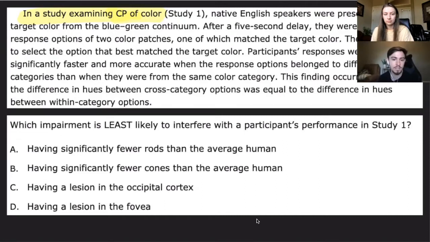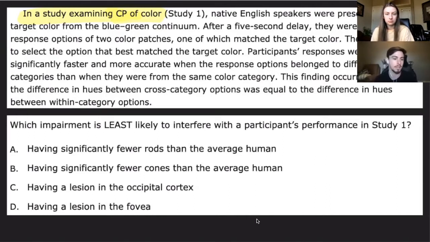Having significantly fewer rods than the average human. Rods don't really tell color, so it may not completely hinder my performance, but rods do help me see presence of light. So I'll say maybe to A, but I could see a better one. B says having significantly fewer cones than the average human. Well, if I don't have cones, I can't tell color. So probably B would hurt me.